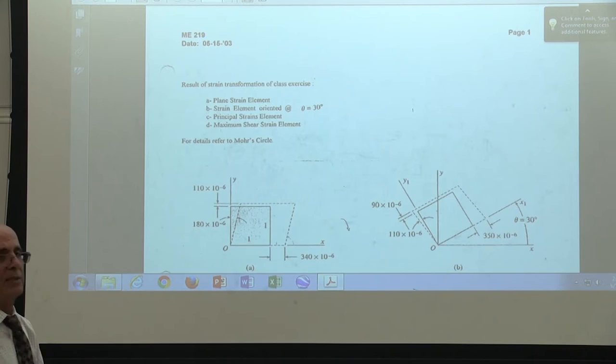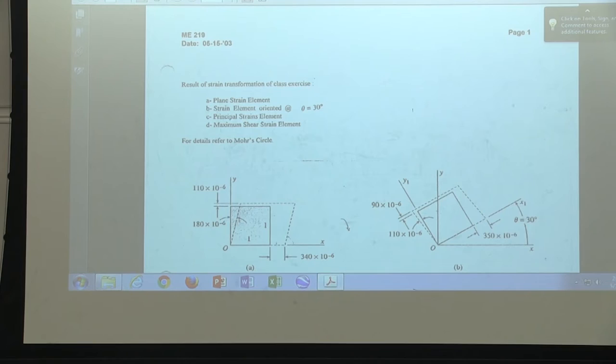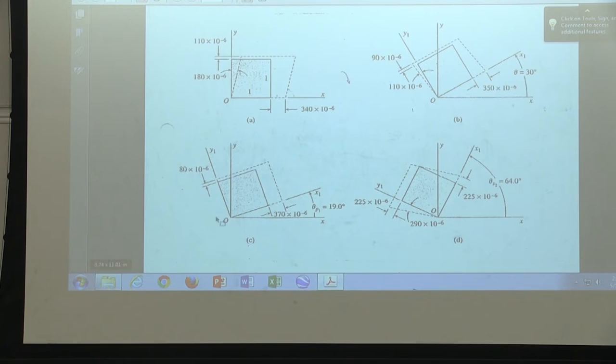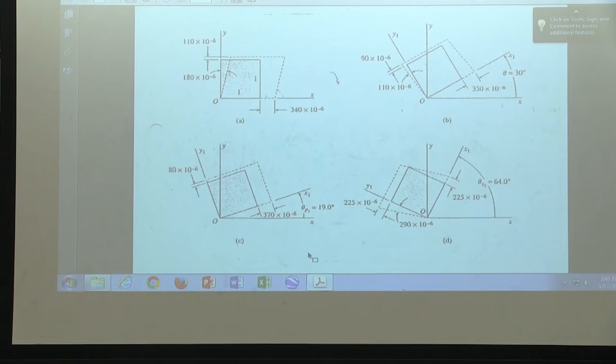So what did we get for the principal strain? Go back again. Come on, guys, take a look. How much were epsilon A and epsilon B? Look at how many degrees. Remember how many degrees we had? What was theta p equal to? 19 degrees. Yes or no? You forgot. Theta p was, look at this, 19 degrees.